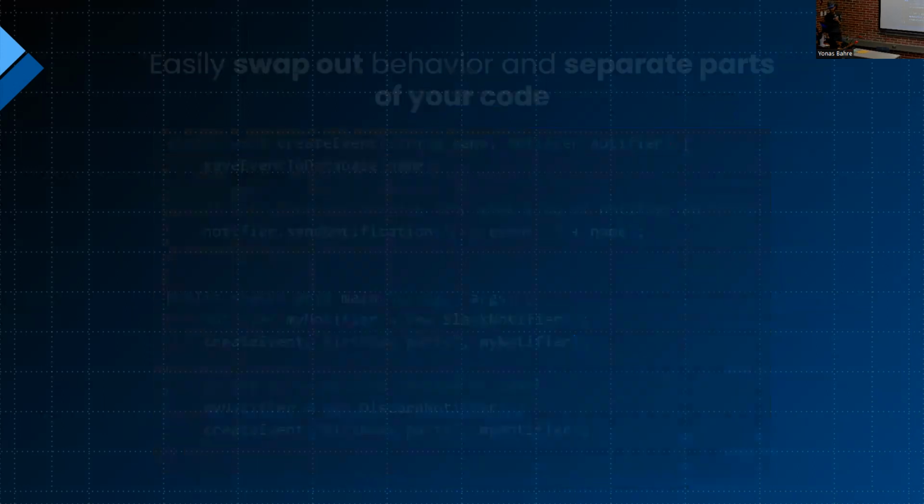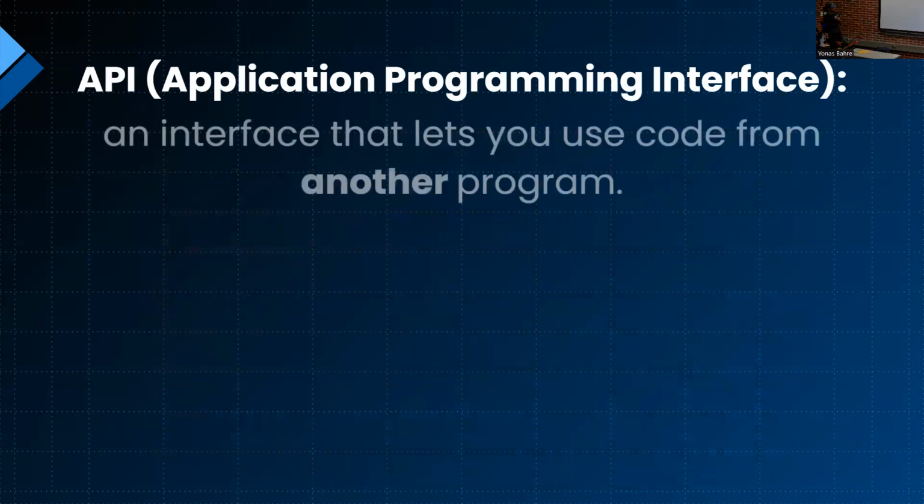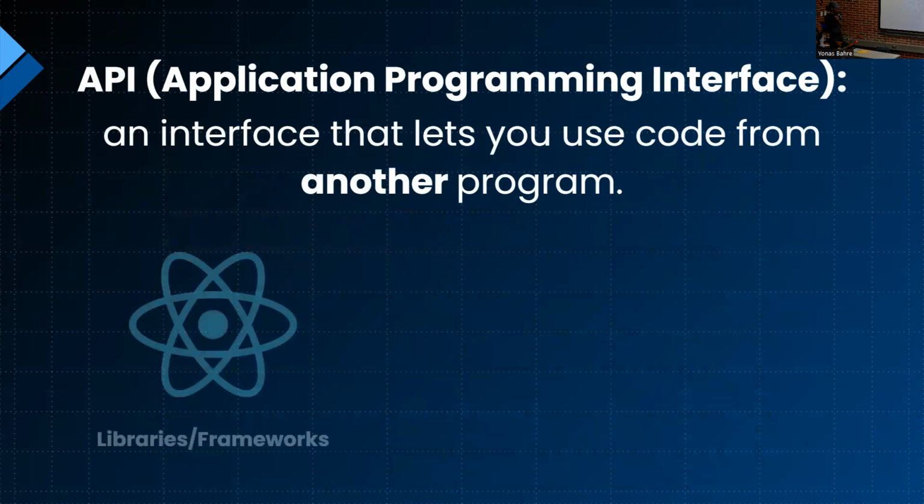Now, oftentimes, however, we're going to want to use code that someone else wrote. And this is when we're going to use something called an API. Now, API stands for Application Programming Interface. You guys have probably heard of this acronym before. And it's basically a special type of interface that lets you use code from another program. So there are a few different kinds of APIs. We've all probably used one before.